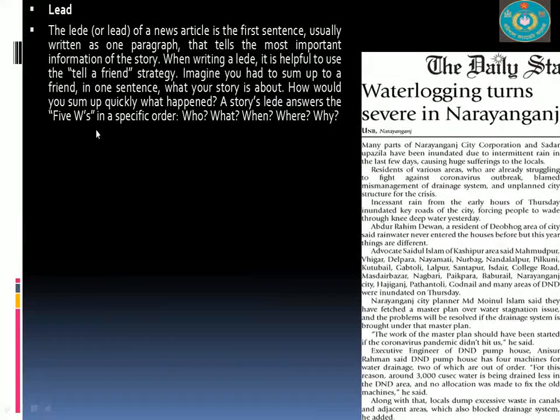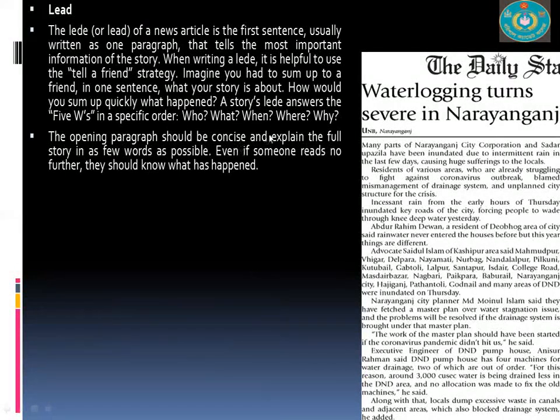A story's lead answers the 5 W's questions in a specific order: who, what, when, where, why. Remember, this introductory paragraph or lead describes the whole report in one sentence in one paragraph, including the answers to the 5 WH questions: who, what, when, where, why. The opening paragraph should be concise, explaining the full story in as few words as possible. Even if someone reads no further, they should know what has happened.